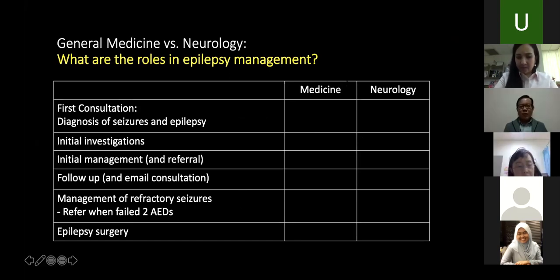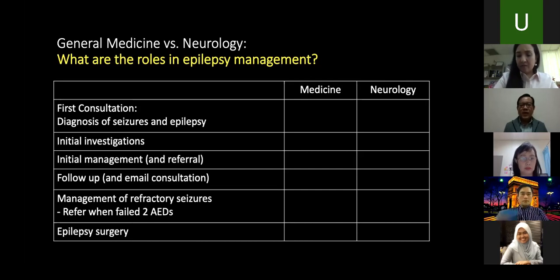I always start with this table whenever I give a talk on epilepsy management to a general population, general physicians, medical students, and doctors in primary care, partly because there is a trend of shifting the care of epilepsy from primary care to neurology. In the past, when I was a houseman, I had a chance to see epilepsy patients in a very busy clinic, but now housemen have no more opportunity to see patients in the clinic.